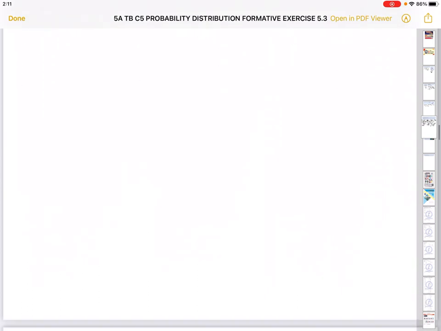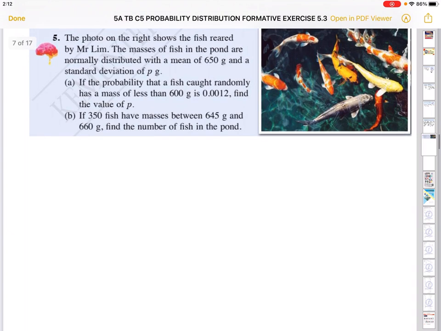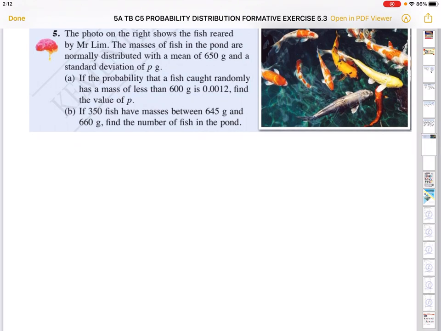Let's move on to question number 5. So here we have a photo that shows a fish reared by Mr. Lim. The mass of the fish in the pond is normally distributed. Mean is 650. Standard deviation is P. If the probability that a fish caught randomly has mass less than 600, we write X less than 600, is 0.0012. Find the value of P.